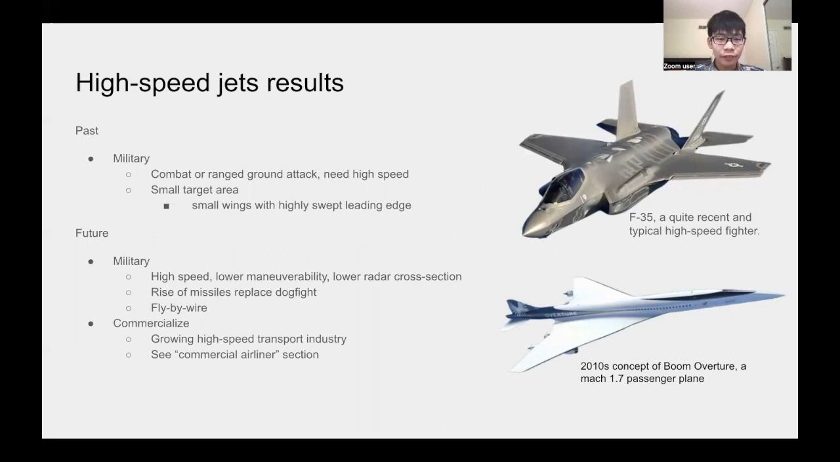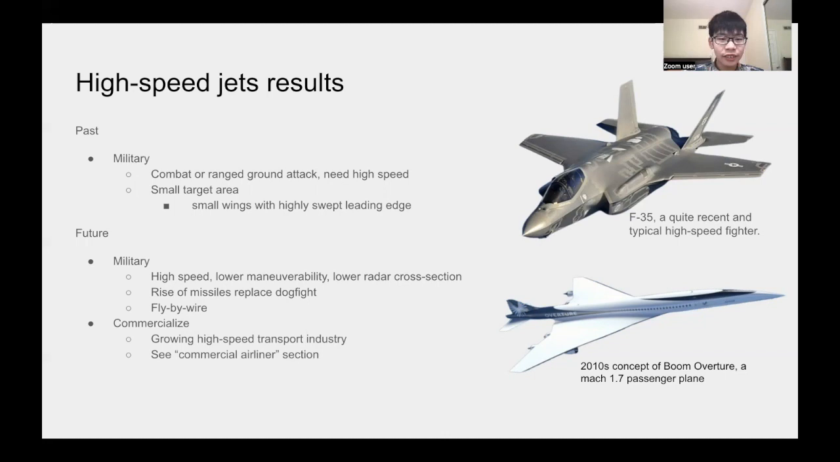They usually have small wings with high loading, so they are constantly under lots of stress, because large wings generate lots of drag at high speeds, and they have to use small ones. And in order to make them generate sufficient lift, they have to be heavily loaded. Almost all have highly swept leading edges to decrease drag.